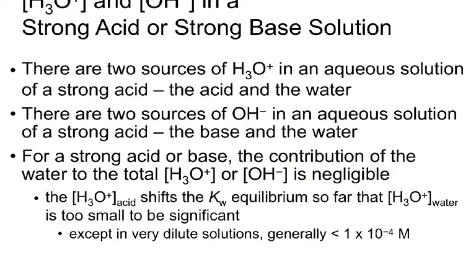Now, in an aqueous solution, we have two sources of H3O+, the acid and the water, and two sources of hydroxide in an aqueous solution of a strong base, the base and the water. For a strong acid or base, the amount that water is contributing is negligible because all the acid from the strong acid, if we think back to Le Chatelier's principle, is going to shift our equilibrium for Kw so far that the value from water is going to be insignificant unless you're in a very dilute solution. So for a strong acid or base, if you want to find the pH, you can just take the negative log of the concentration of the strong acid, or for pOH and strong base.